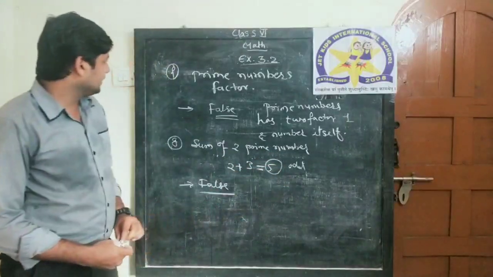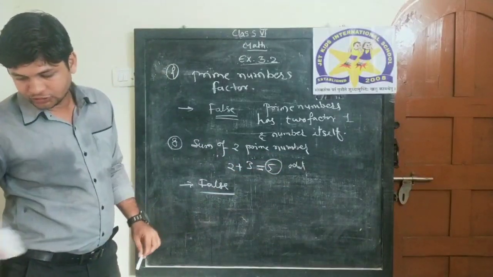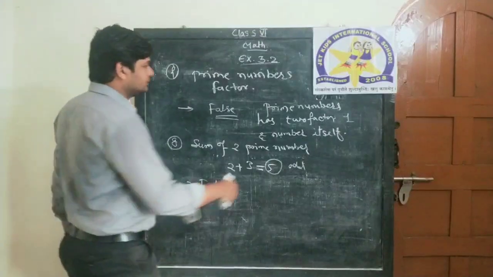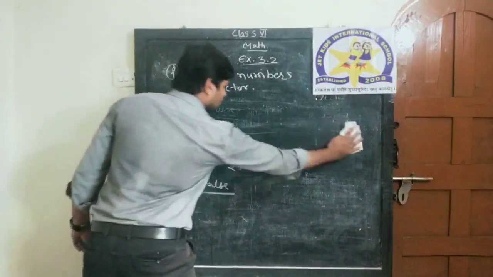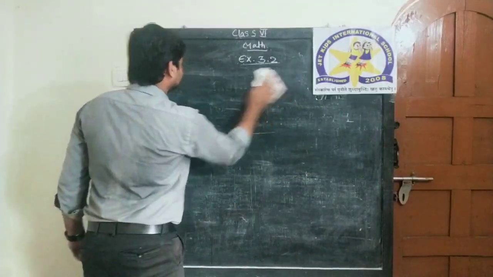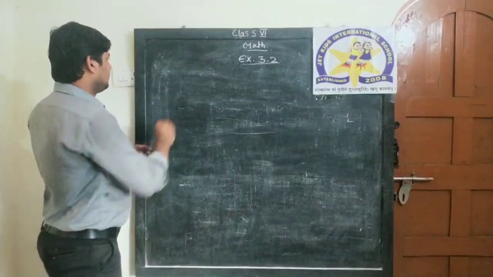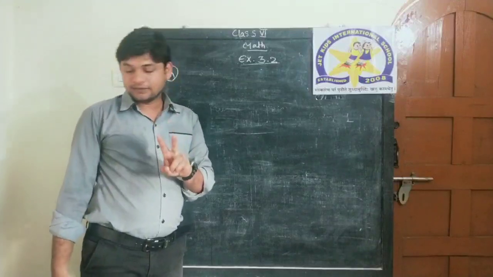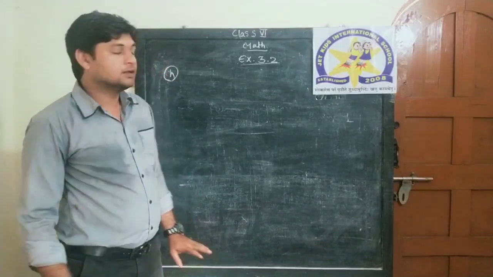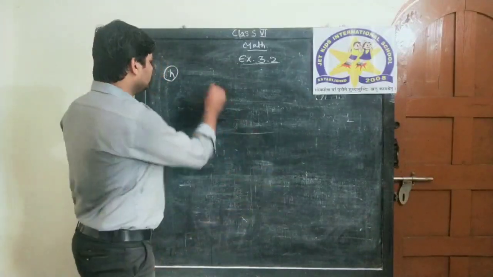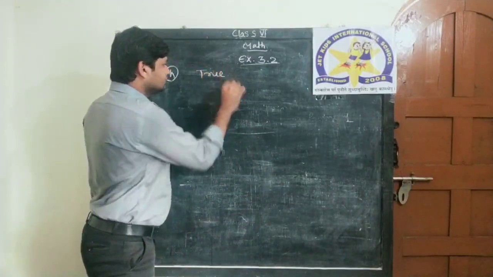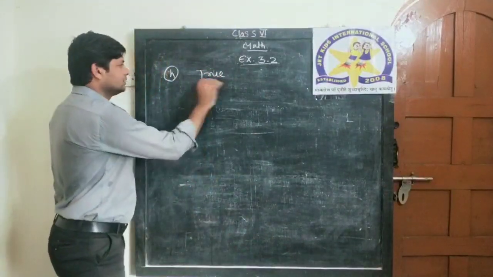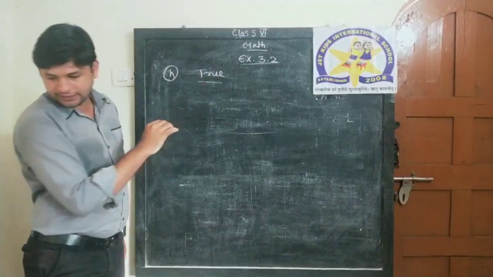False. Clear? Next, H. 2 is the only even prime number. No need to explain. Yes, 2 is the only even prime number. True. We already discussed how it works. Then I. What is I?